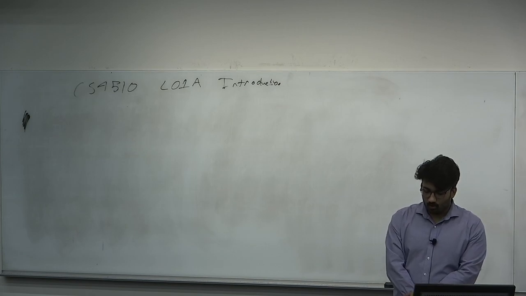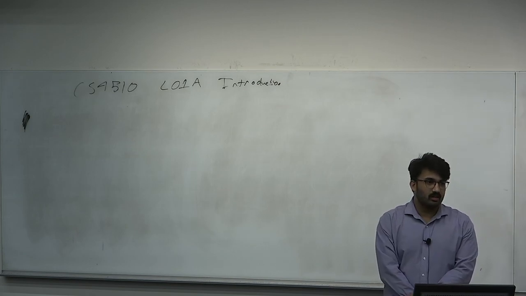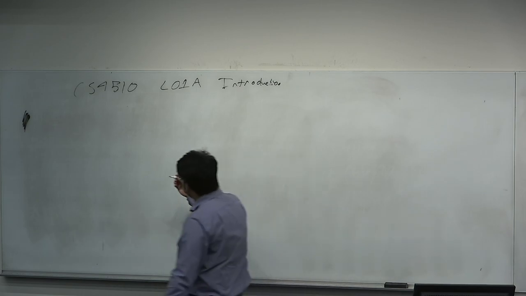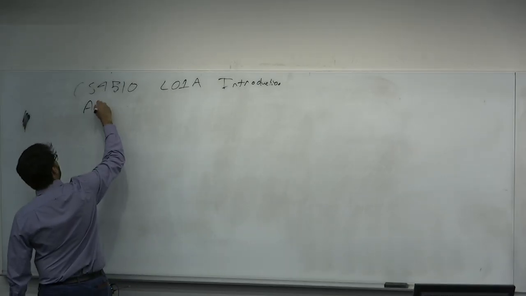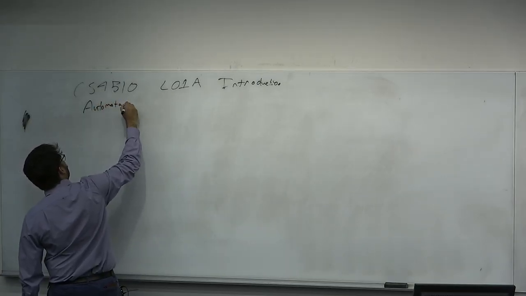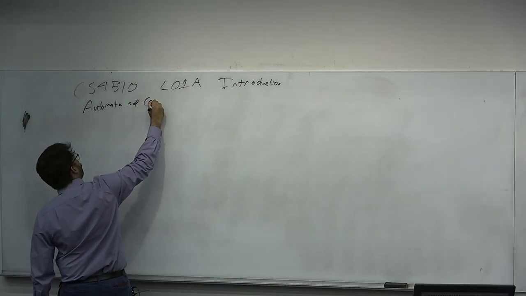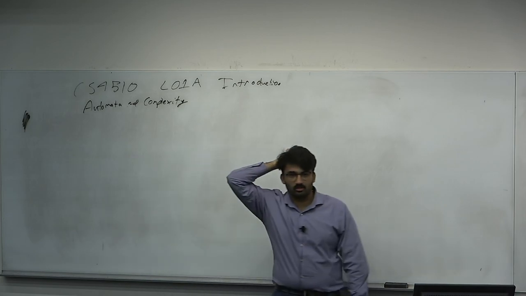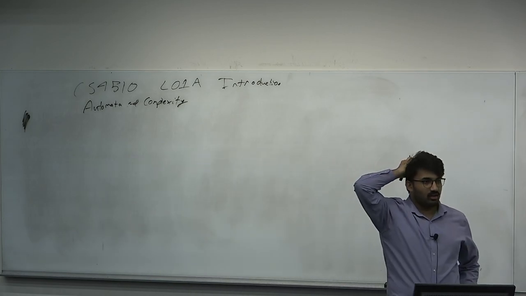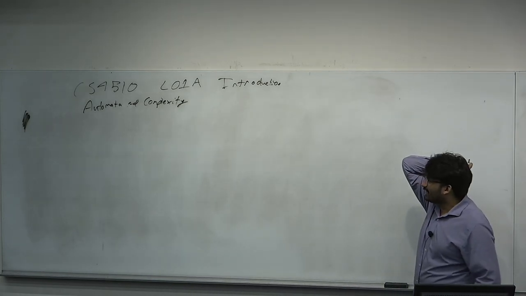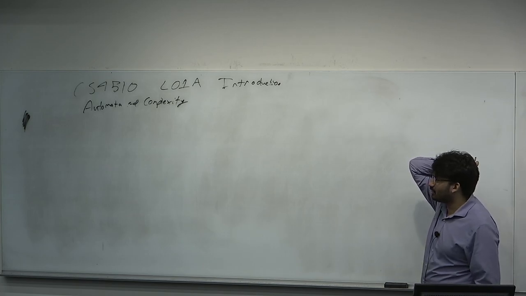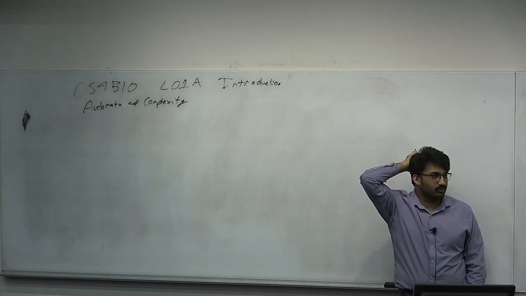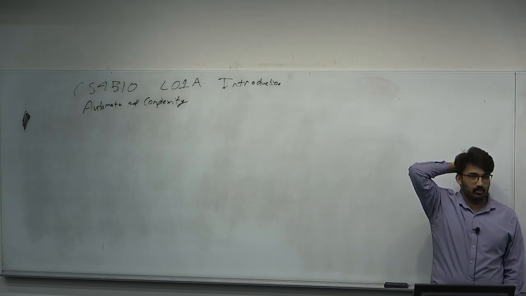Let's see, so CS 4510, the title of the class is officially Automata and Complexity. But it covers quite a bit. There's quite a few other things tangential to that. This is simultaneously, I think, the most important and least important class that you'll take in your CS degree. It can be both of those things at once.